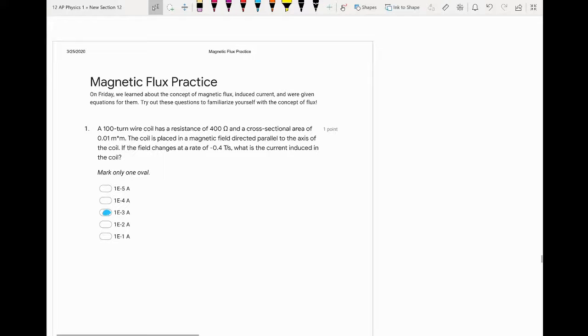Okay, so now I just want to take some time and go over these magnetic flux practice questions and kind of clarify anything, get rid of some of the weirdness surrounding these questions.